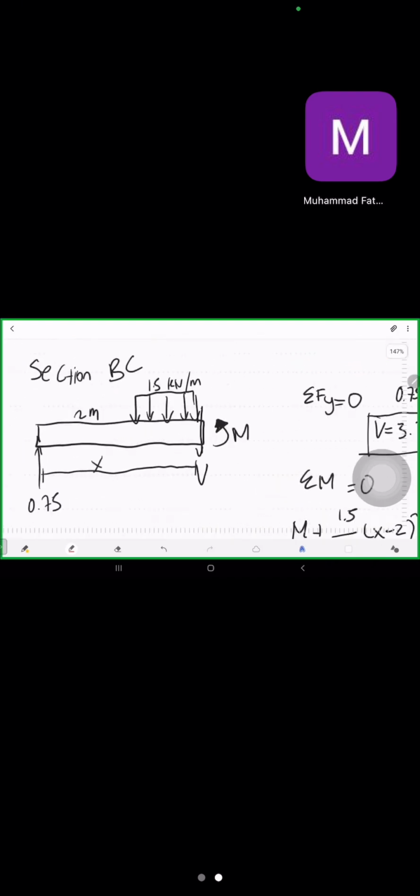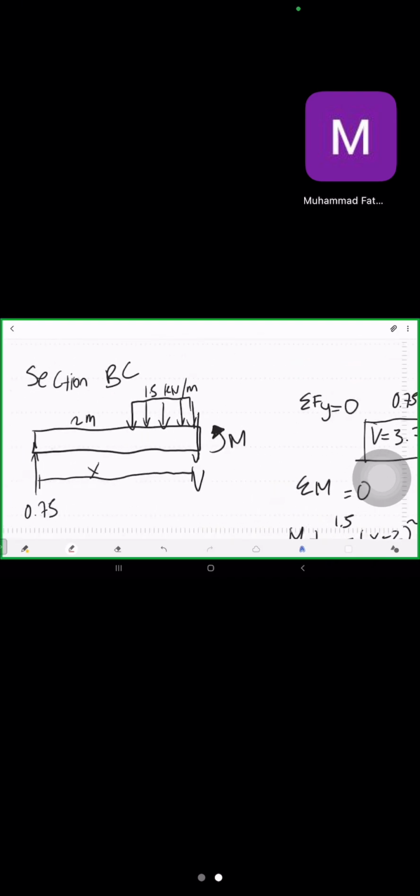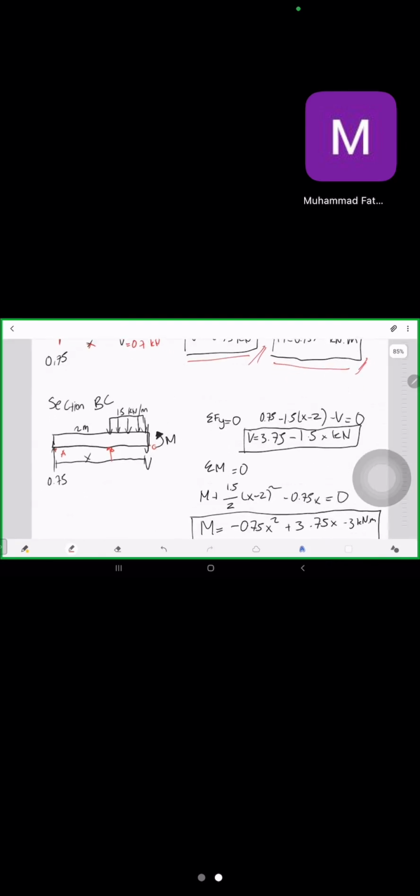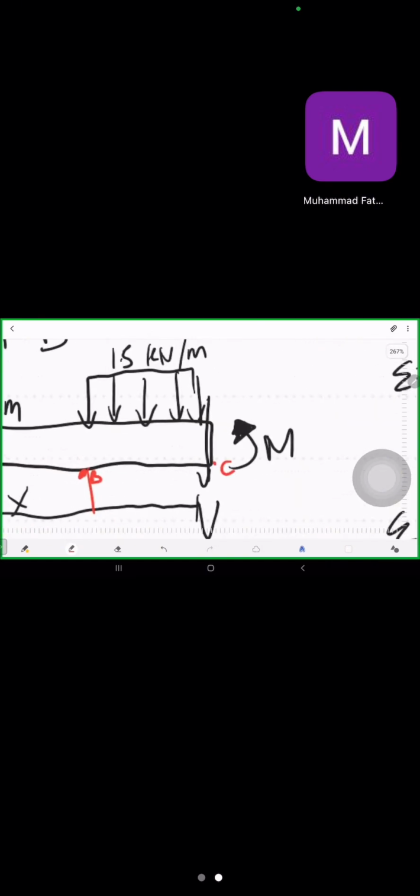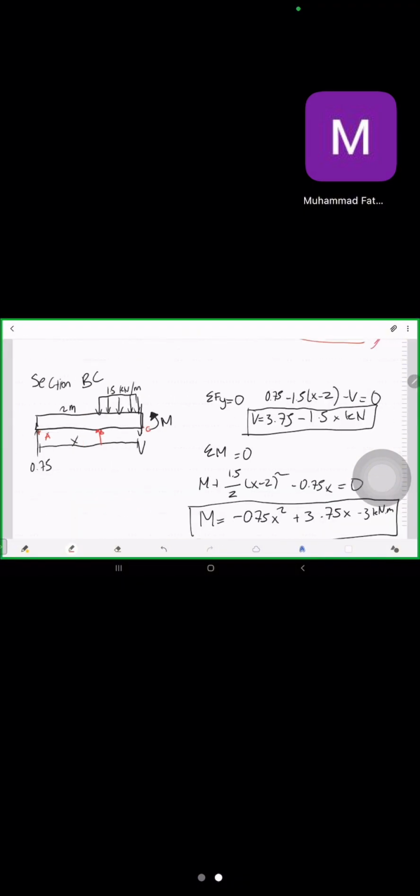Let's move on to the section BC. I've also drawn the free body diagram there. We don't really know the total length of A to C, which in this case we are going to correlate with the shear and moment diagram, so we are going to use the notation X for the length. As the same, we still have the force on the A part, which is 0.75 kilonewtons, and here we have the uniform force acting on the BC part, which is 1.5 kilonewtons per meter.